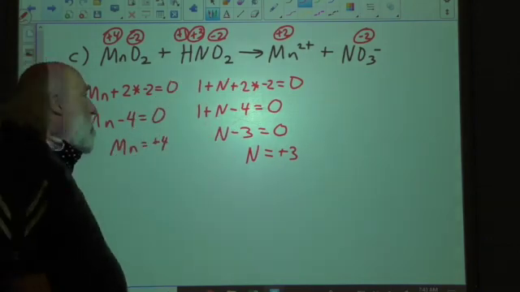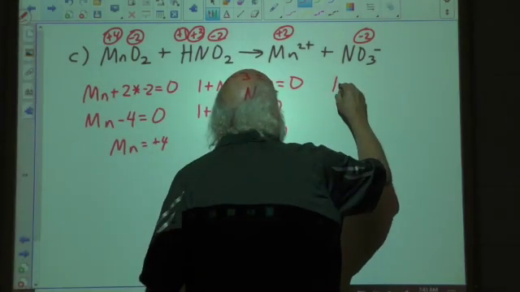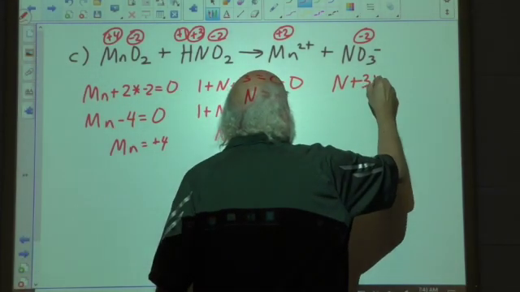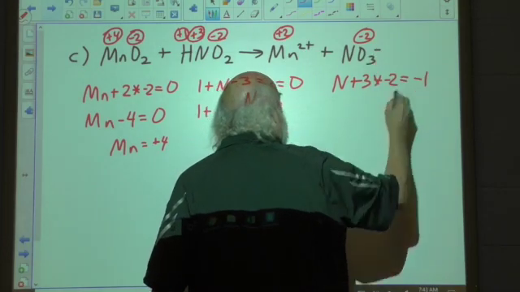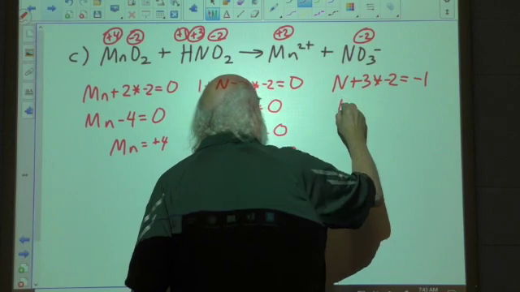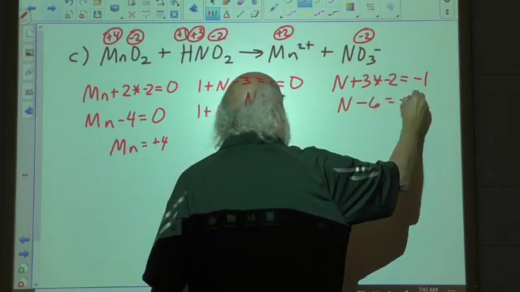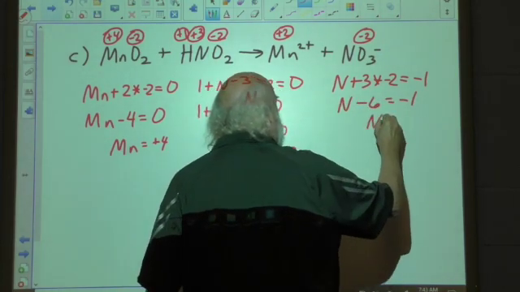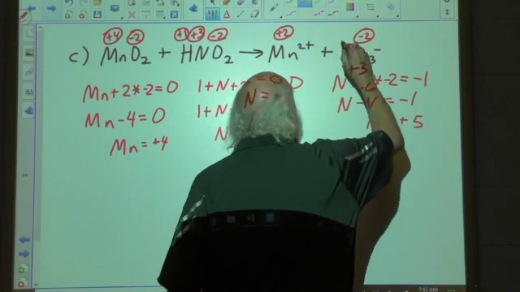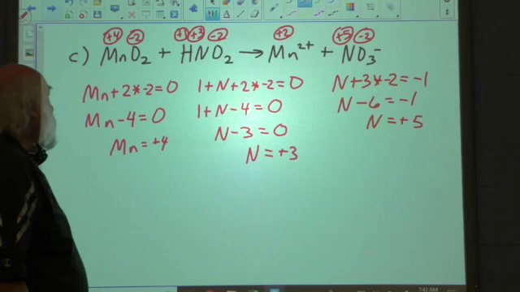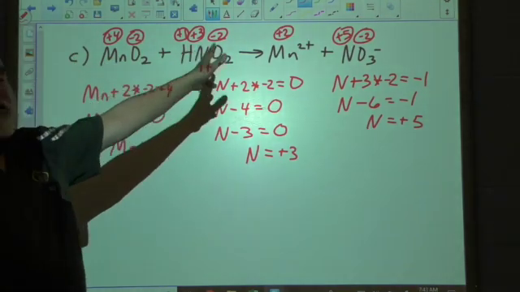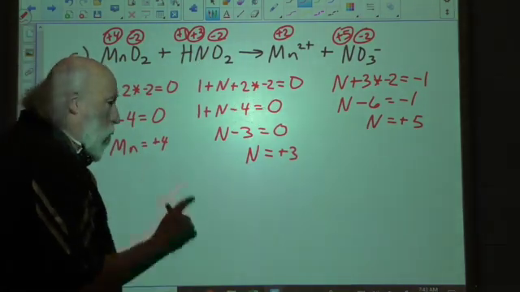Come over here. This is N plus 3 times -2 equals the overall charge here, which is -1. So that means N minus 6 equals -1. Add +6, N equals +5. And the oxidation number for that N is +5. So there's all our oxidation numbers identified. One more.